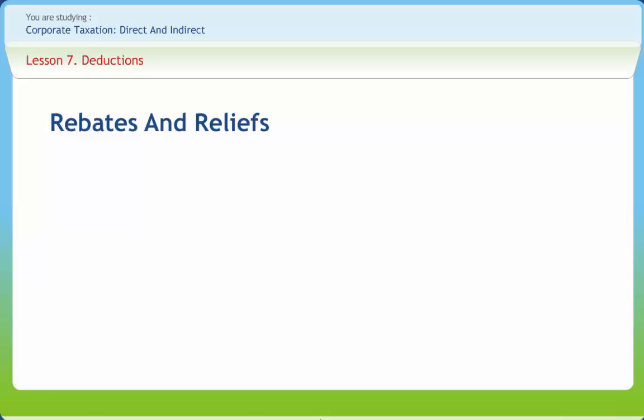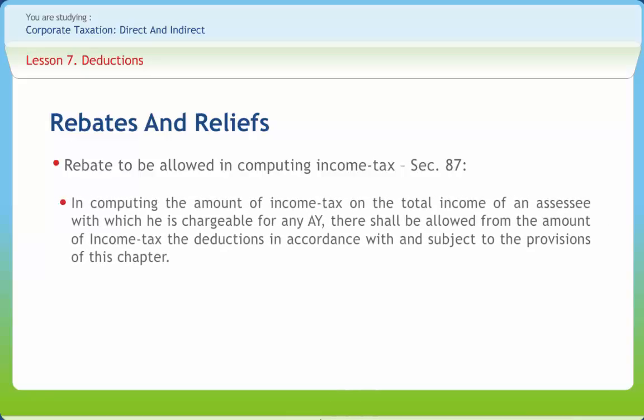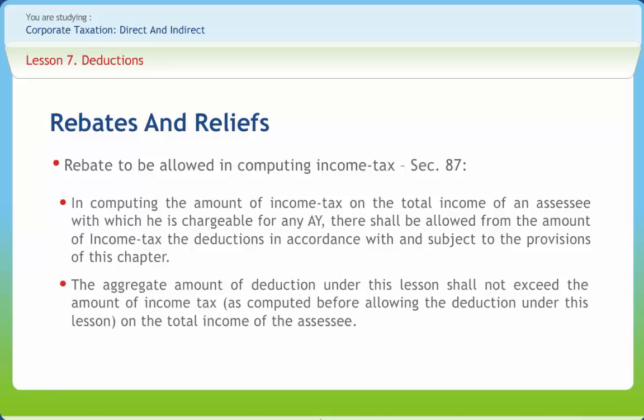Rule 21AA and Form number 10E provide the framework for claiming relief under Section 89. Rebate to be allowed in computing income tax, Section 87. In computing the amount of income tax on the total income of an assessee with which he is chargeable for any AY, there shall be allowed from the amount of income tax the deductions in accordance with and subject to the provisions of this chapter. The aggregate amount of deduction under this section shall not exceed the amount of income tax on the total income of the assessee.